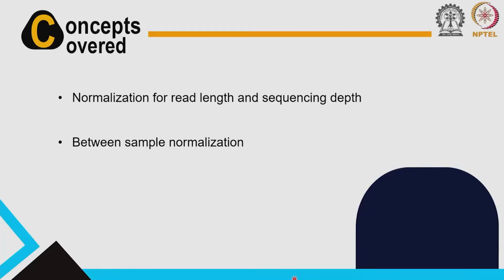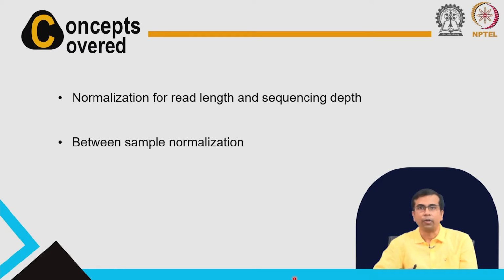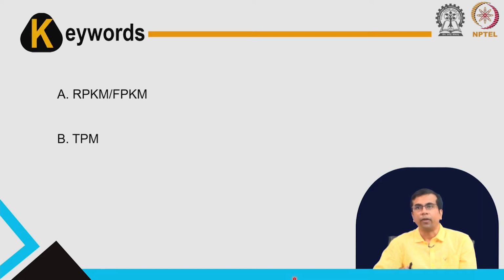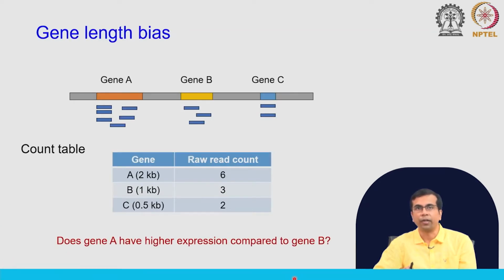So, today's agenda will be first we will talk about normalization for read length and sequencing depth, and then second we will talk about between sample normalization, at least some of the techniques for between sample normalization. Here are the keywords that will come across: RPKM, FPKM, and we will also see TPM.